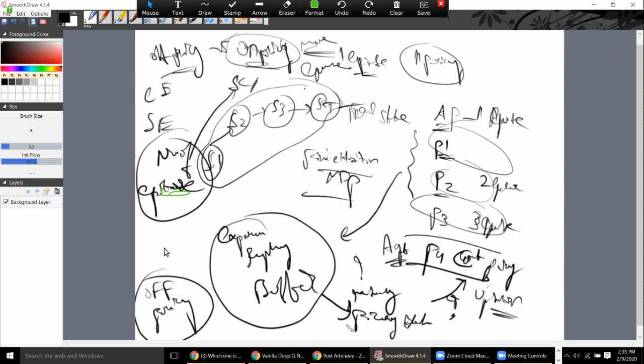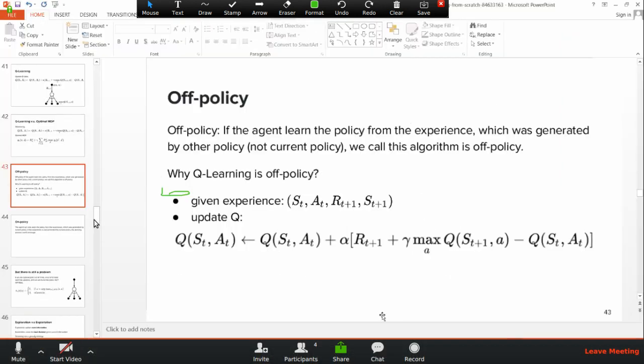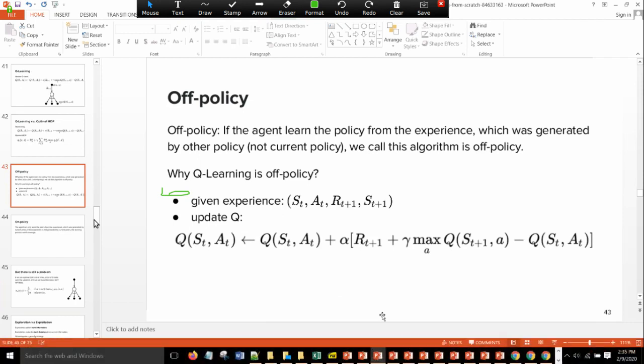So we will discuss this later, how exactly off policy and on policy work and which one to use when. There are two discussions we have to do. One is off policy versus on policy, and one more is model based versus model free.